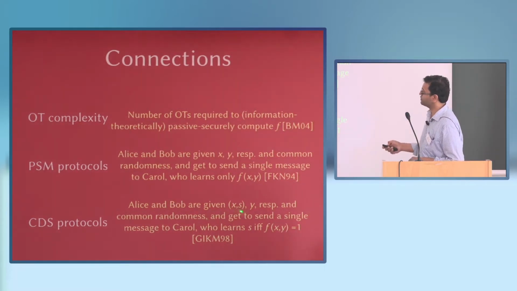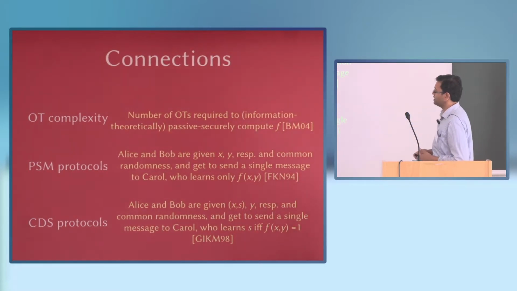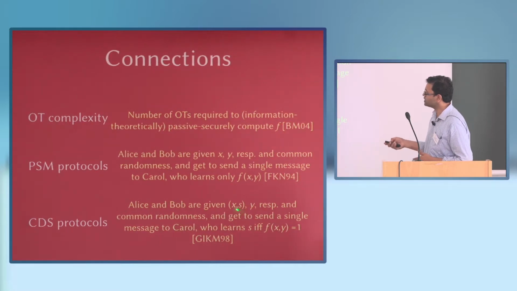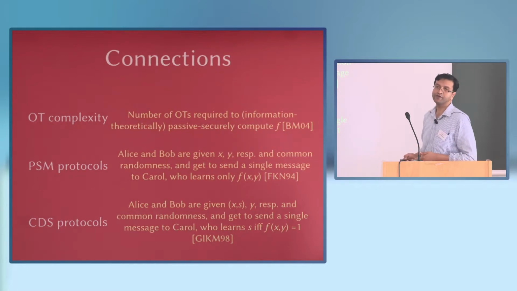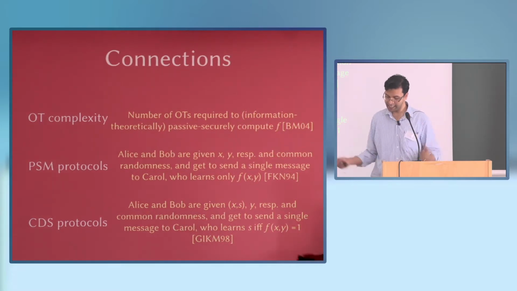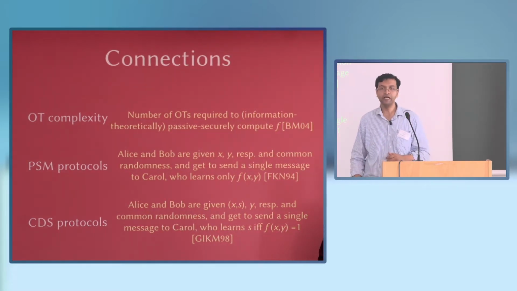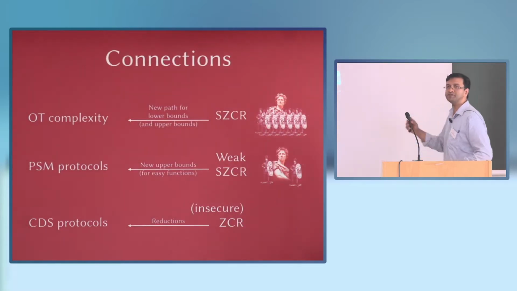So Alice and Bob are given x and y, and there is also a secret which I just said Alice gets. And they want to communicate the secret or disclose the secret to Carol if f of x y equals 1. Carol already knows x and y, so no secrecy about x and y, it's just this s that should remain secret. Okay? So these are the three things I'm trying to connect to, and the connections we have are roughly like this.